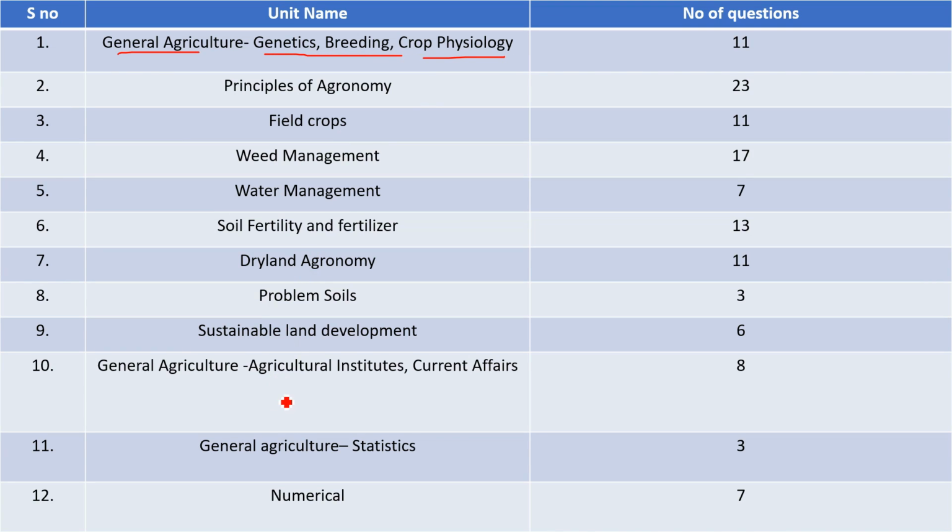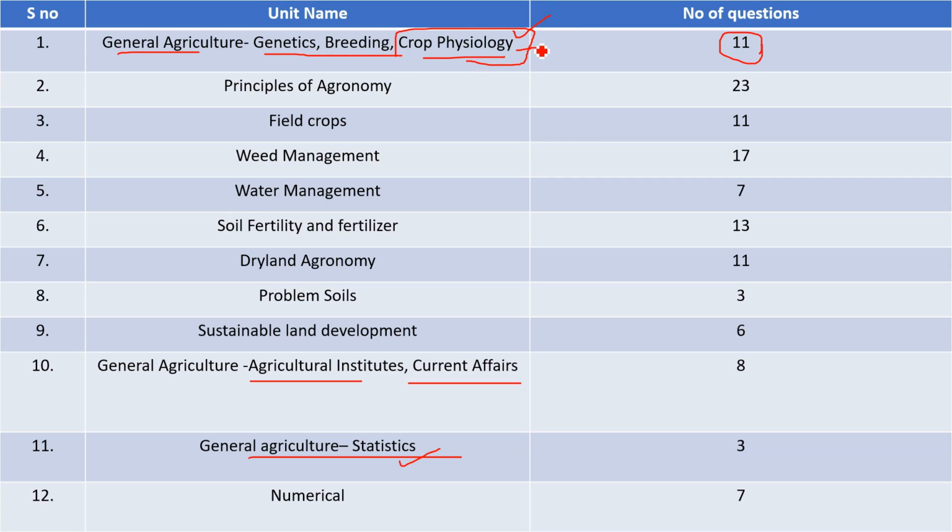First is the genetics, plant breeding and crop physiology part. The other is the agricultural institutes and current affairs part, and the other is the statistical part. All right, let's first talk about genetics, plant breeding and crop physiology. There were 11 questions out of 120 from this part only.